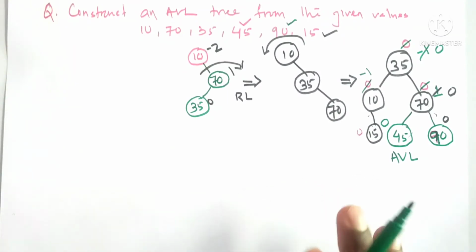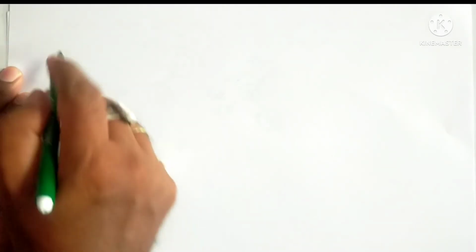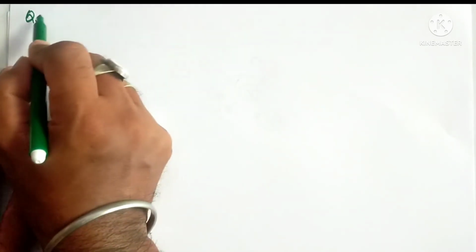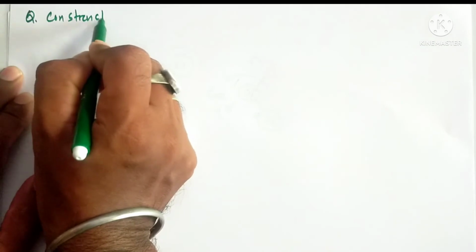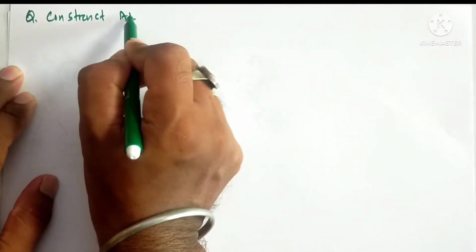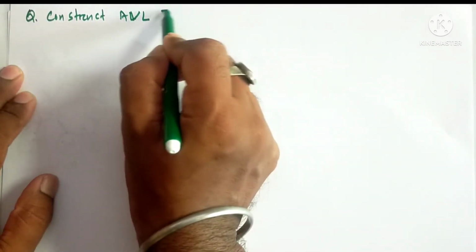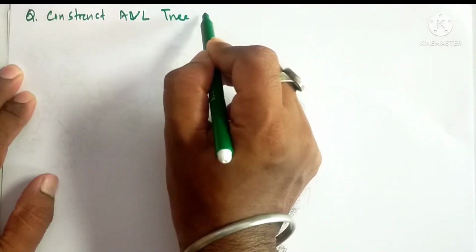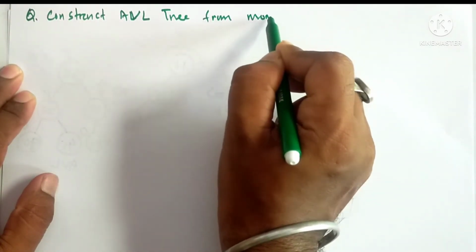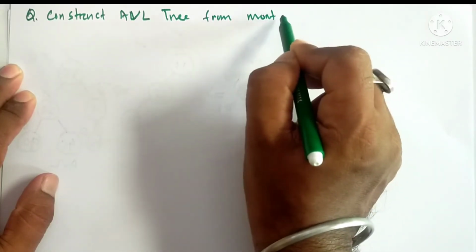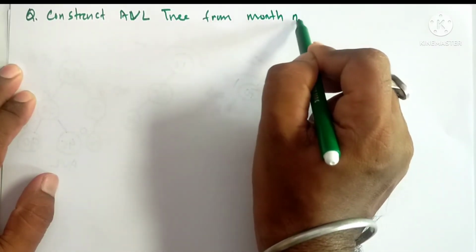So let's go for one more. The next question is: construct the AVL tree from month names.